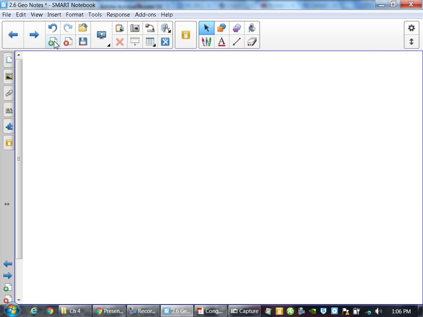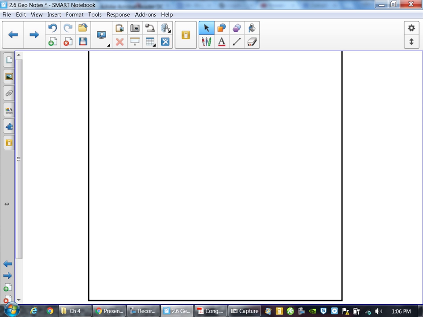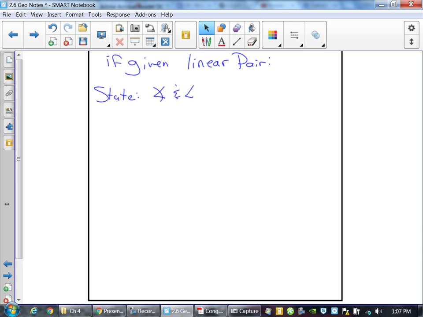So let's look at linear pair. If given a linear pair, we're going to do this in 2 steps. If we're given a linear pair, the first thing I want to do is state that angle and angle are supplementary.